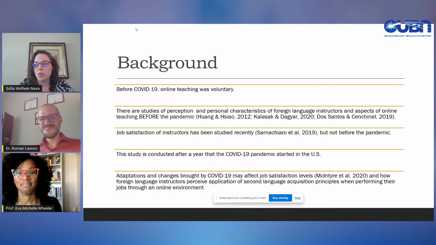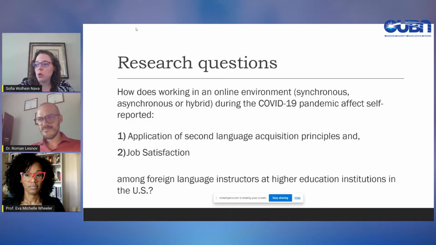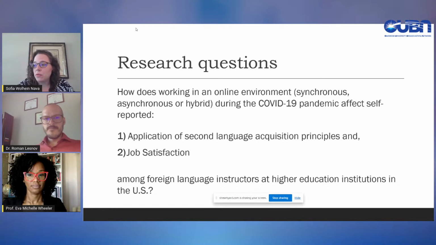Even though job satisfaction of foreign language instructors and perceptions of different aspects of online teaching, such as communication tools and online modalities, were studied recently, we wanted to explore how foreign language instructors from many different university settings in the US perceive the factors affecting job satisfaction during the pandemic as they teach through different online modalities such as asynchronous, synchronous, and hybrid. We also studied the perception of foreign language instructors' applications of second language acquisition principles to their online teaching during the COVID-19 pandemic.